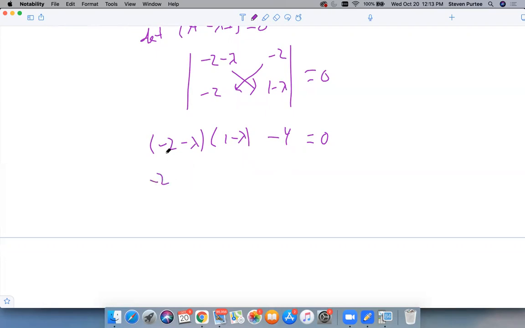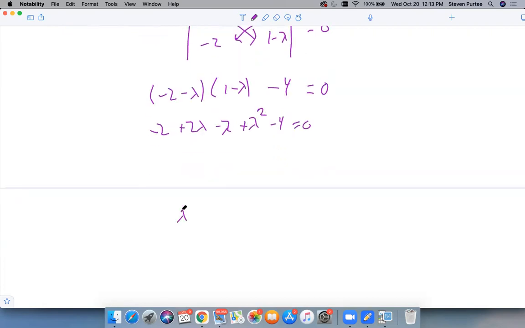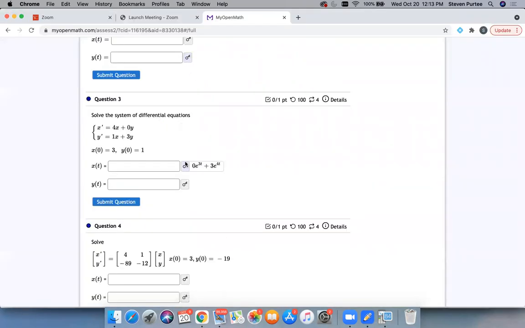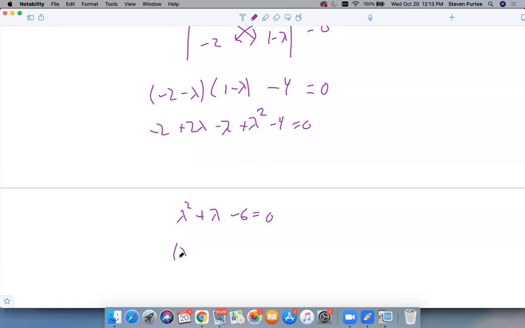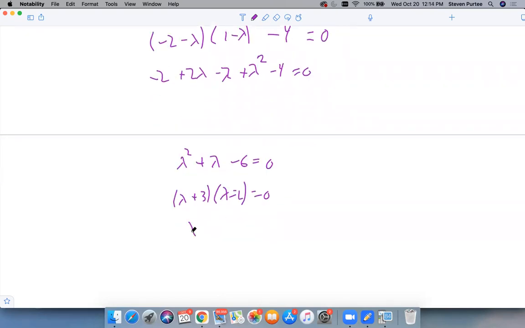FOIL, so I've got to be careful here. Negative 2 plus 2 lambda minus a lambda plus lambda squared minus 4 equals 0. So putting this in standard form, lambda squared plus lambda minus 6 equals 0. I can check the answer; negative 3 and 2 is what we should get. That's lambda plus 3, yep, and lambda minus 2 equals 0. So we get two answers, negative 3 and 2. These are my eigenvalues.